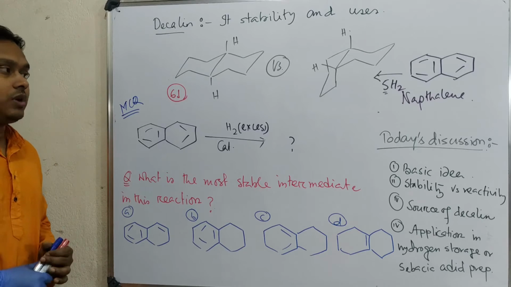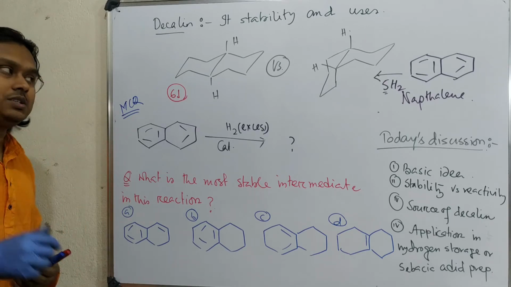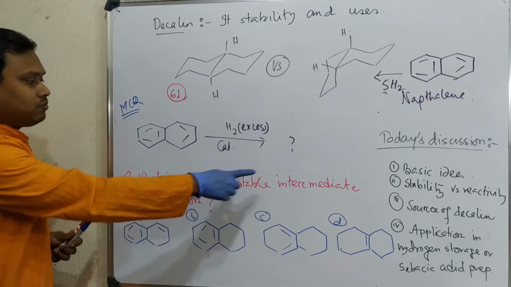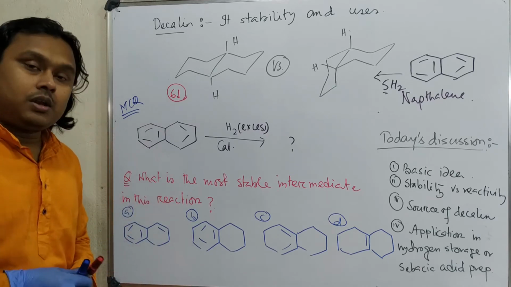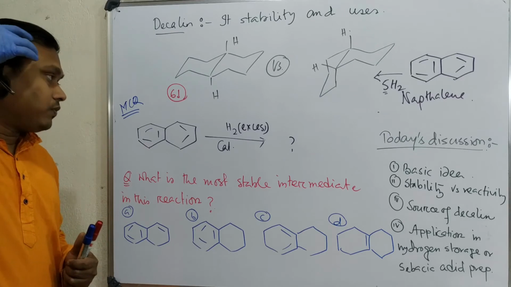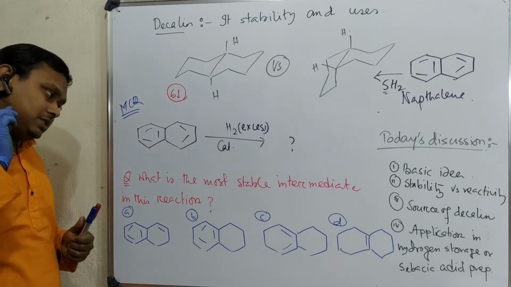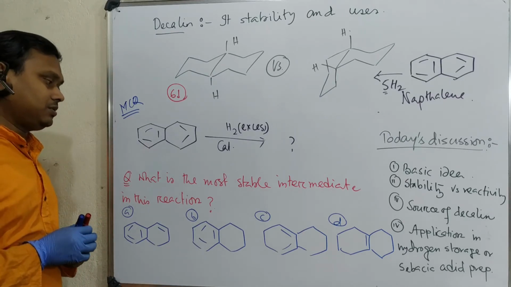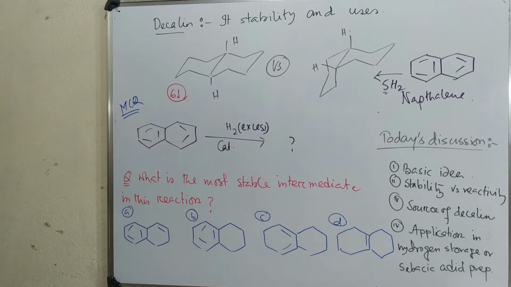Okay, so I believe you have tried by yourself, so it's my turn to give the answer. What is the most stable intermediate in this reaction? Now question, intermediate and most stable, how is that possible? First of all, an intermediate needs to have significant stabilization. How is that possible?